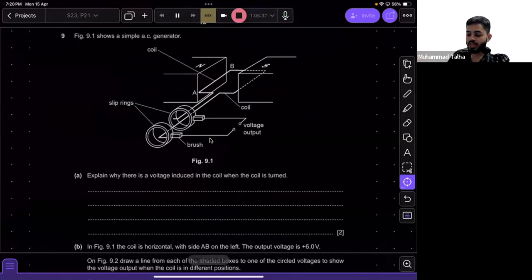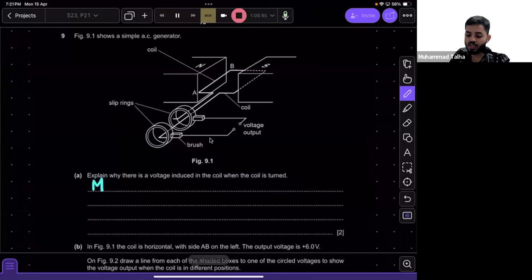All right. Explain why there is a voltage induced in the coil when the coil is turned. By the way, this is a really good question because it assesses your learning outcomes. Not this part, this one is very easy, but the later parts. So why is the voltage induced when the coil is turned?